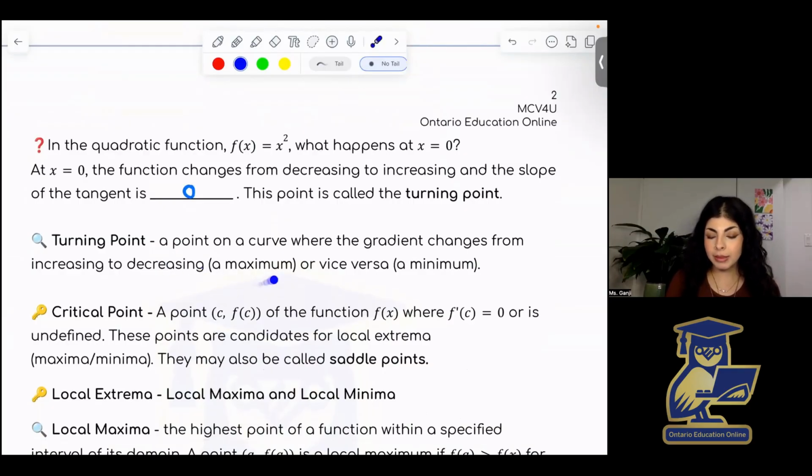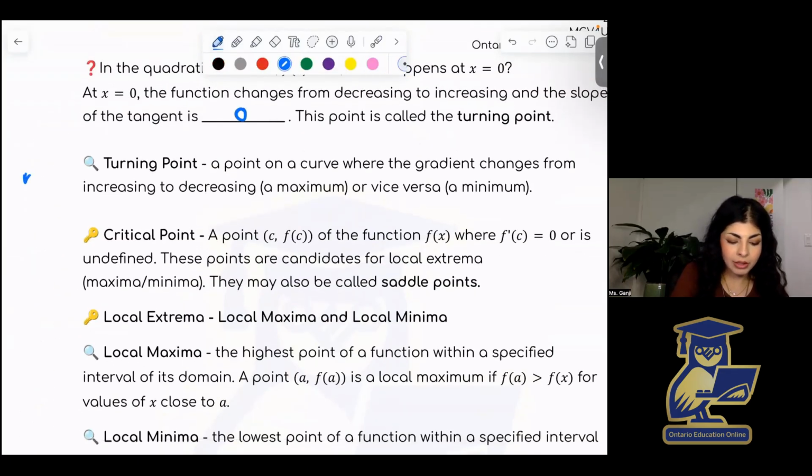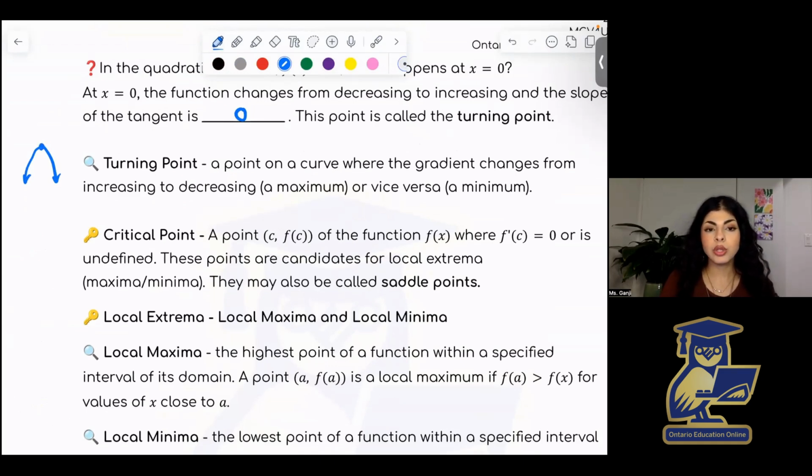So a turning point specifically is a point on a curve where the gradient changes from increasing to decreasing. And it could be a maximum or a minimum. So for example, if we have negative x squared, we also have this point, which is our vertex. This is also a turning point. Now we are going from increasing, we change direction, and now we're decreasing.